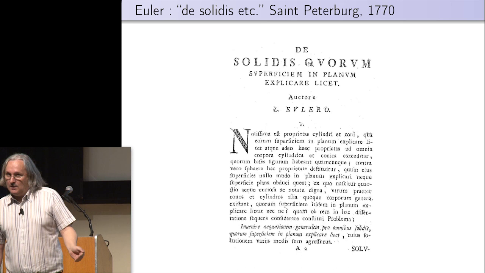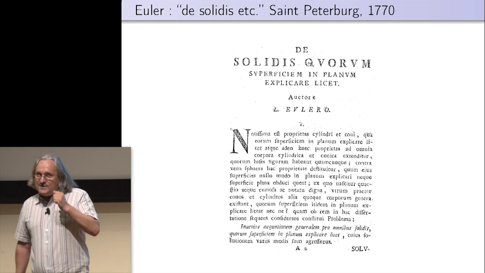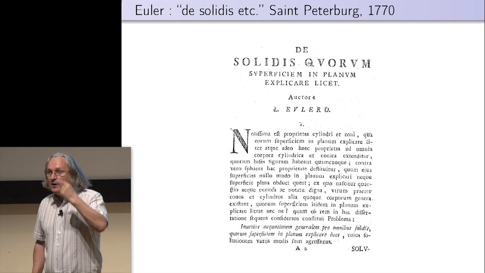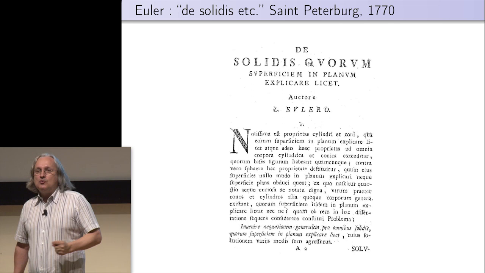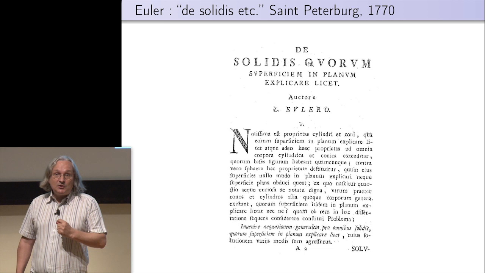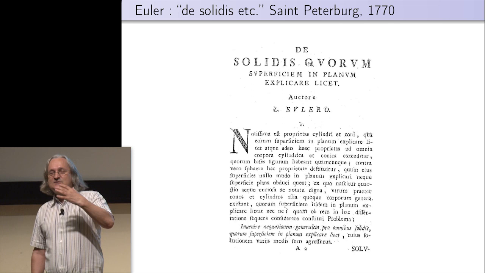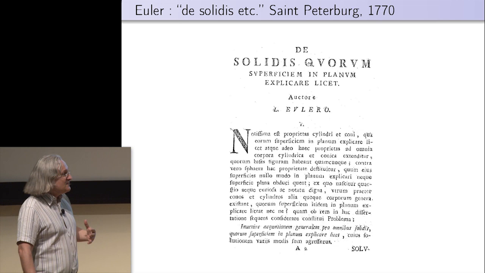So I like this title very much, for two reasons at least. One of them is that at the time, people like Euler could not think of a surface in a way which was different from the boundary of some object. Today when you teach in elementary school the difference between a sphere and a ball, it's not obvious at all for kids. For mathematicians, the concept of surface is clear. But in the time of Euler, you could not think of a surface as something which was not the boundary of an object. So instead of saying surface, Euler would say solid, whose boundary is a surface.